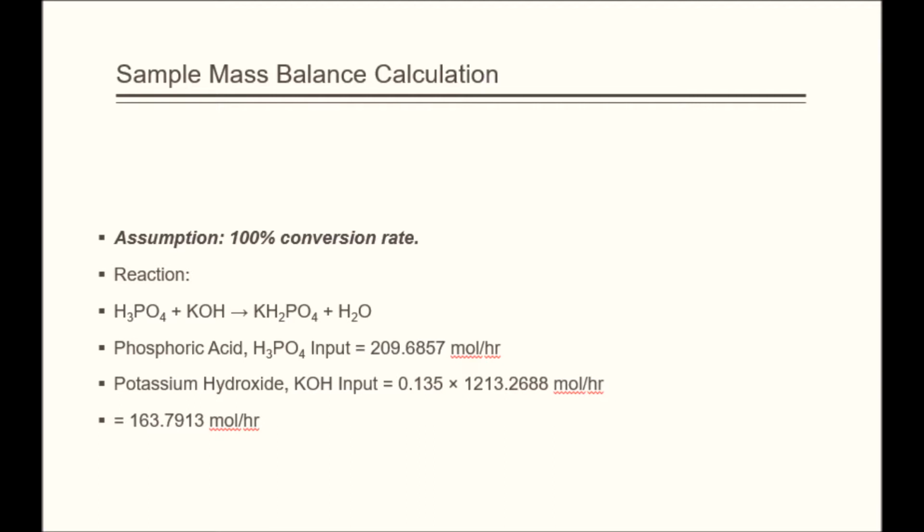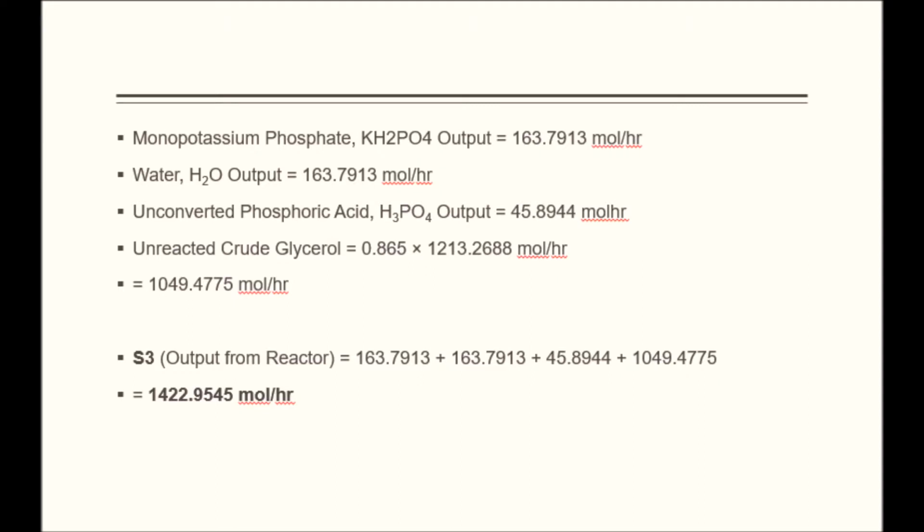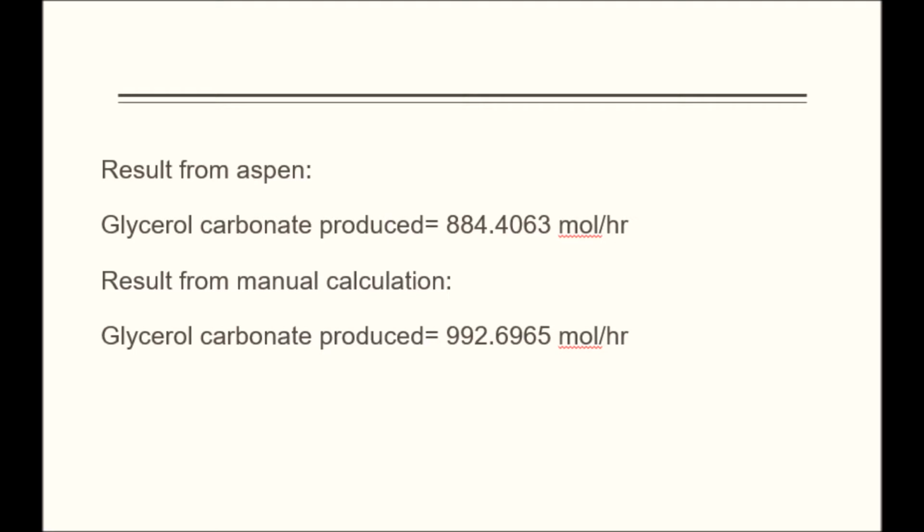The feed for phosphoric acid is 209.6857 mol per hour, while the feed for potassium hydroxide is 163.7913 mol per hour. According to the molar ratio of the equation and also the assumption of 100% conversion rate, monopotassium phosphate and water have an output of 163.7913 mol per hour. On the other hand, unconverted phosphoric acid is 45.9844 mol per hour, and also unreacted crude glycerol is 1049.4775 mol per hour. As a result, the total output from the reactor is 1422.9545 mol per hour.